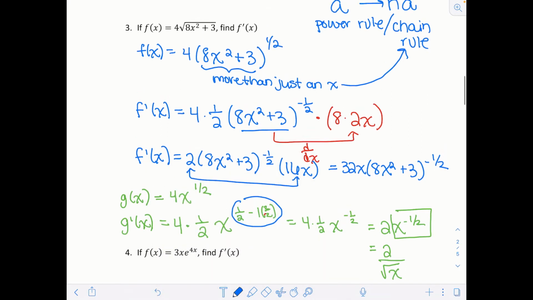Okay, so now let me go back to this problem. This is the correct answer. This is mostly simplified. But if I do want to write it in the same format as the original problem was given, the negative 1/2 exponent, I can move the whole thing to the denominator to make it positive. And the half exponent can change it to the square root. So let me rewrite this as 32x over the square root of 8x squared plus 3. And that is the final answer for this one.